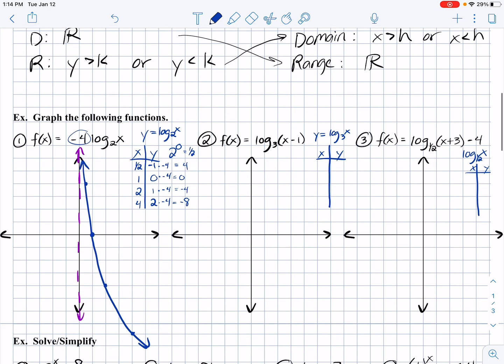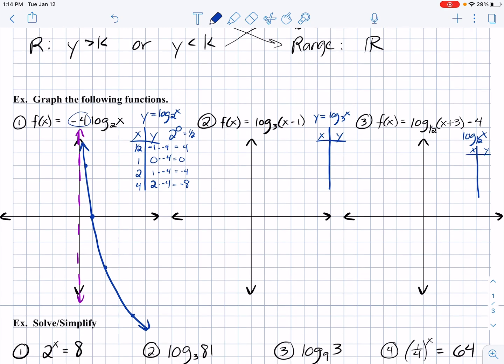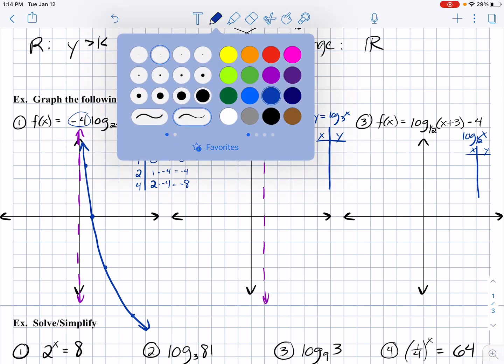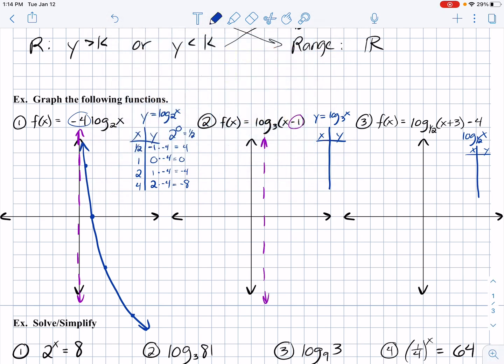All right. Why don't you try number 2 on your own? We just have, and then we'll do number 3 together. We just have one shift. This -1 in parentheses is a shift right 1. It's an h value. It's in parentheses. That's your new vertical asymptote. Plug some values in that are powers of 3 to your inputs, and we'll check your solution.